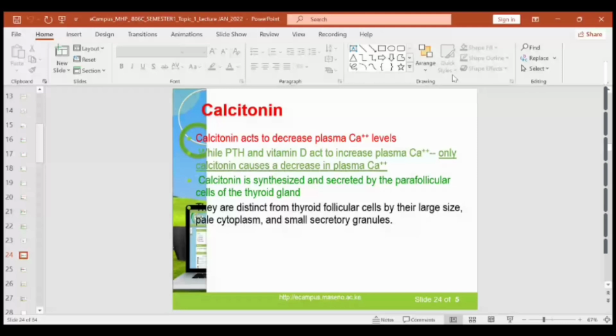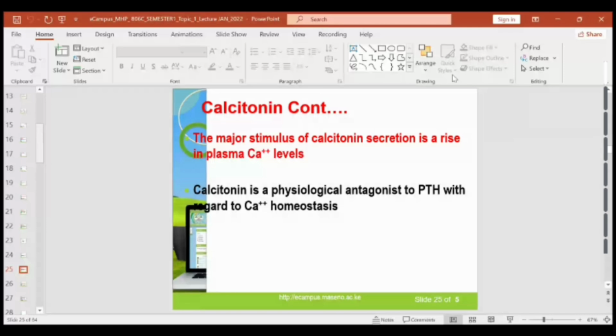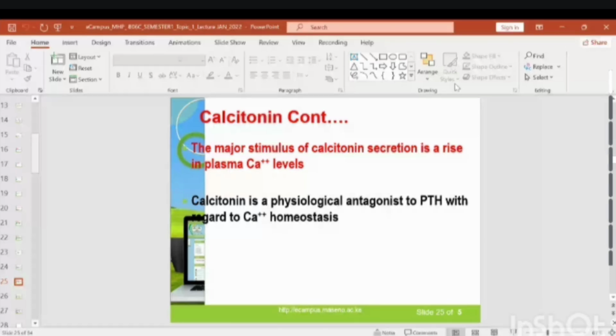The major stimulant of calcitonin is a rise in the plasma level of calcium. Once the calcium level goes above 5.5, calcitonin will be released. In essence, calcitonin is a physiological antagonist of PTH with regard to homeostasis. Once it's secreted, it inhibits the secretion of the other one. It targets the osteoclast, and we remember that PTH targets the osteoblast. It acts via secondary messengers because it's a peptide made up of amino acids.